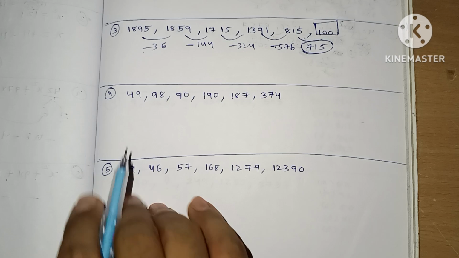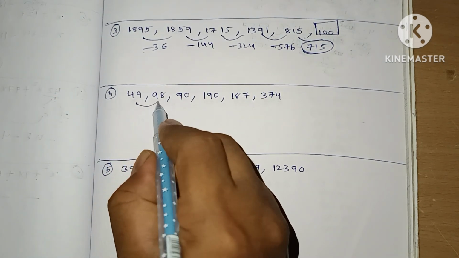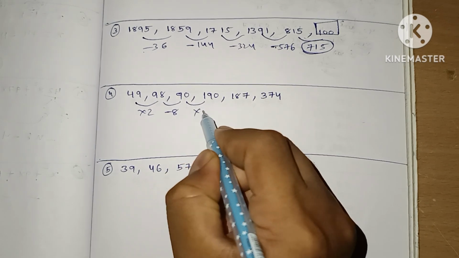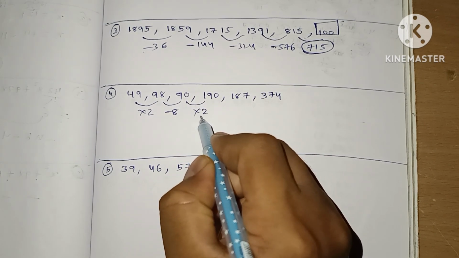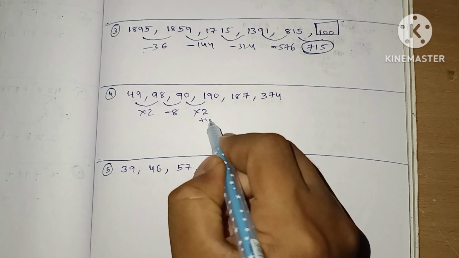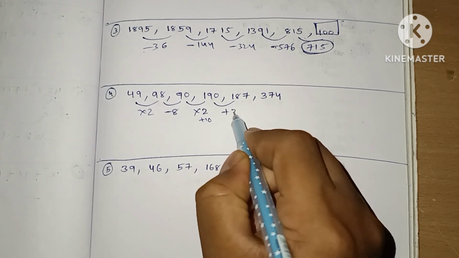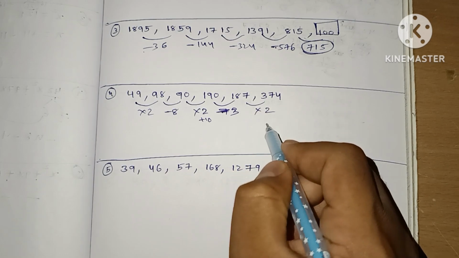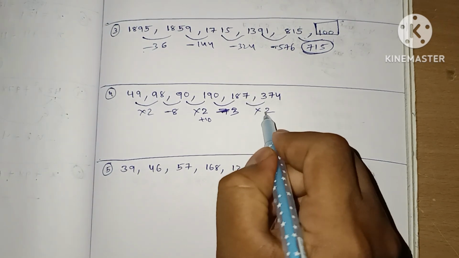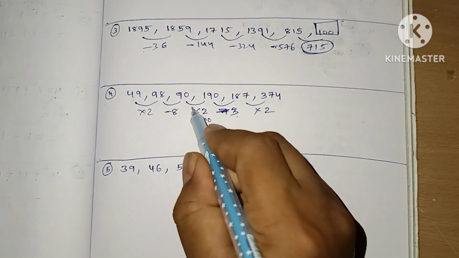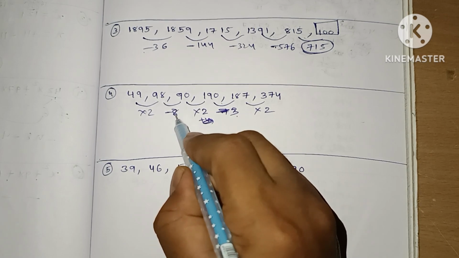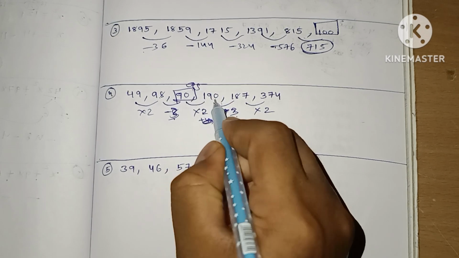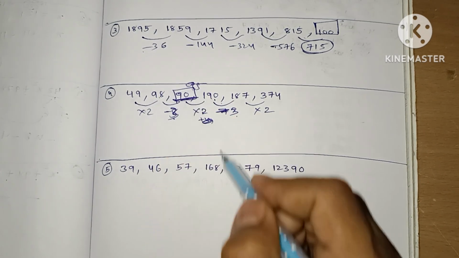Let's see fourth one. Here it is into 2 times, minus 8, into 2 times, plus 10. It is plus 3, minus 3. Here it is into 2 times. So I can see into 2 times minus 3. It must be into 2. This must be minus 3. 98 minus 3 will be 95. 95 2 times will be 190. So wrong number is 90.